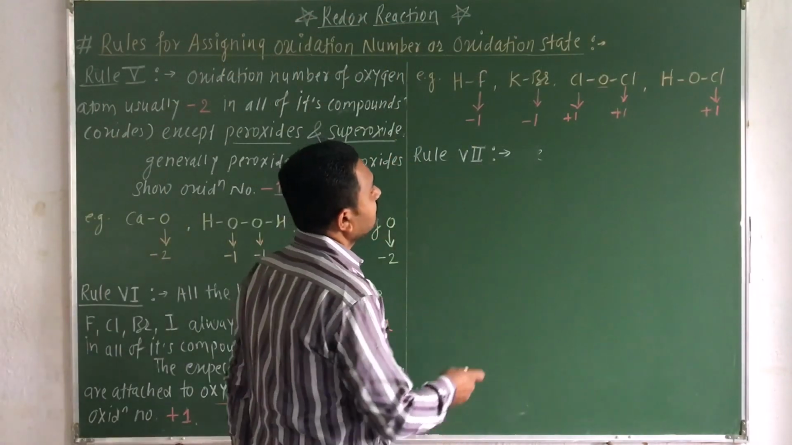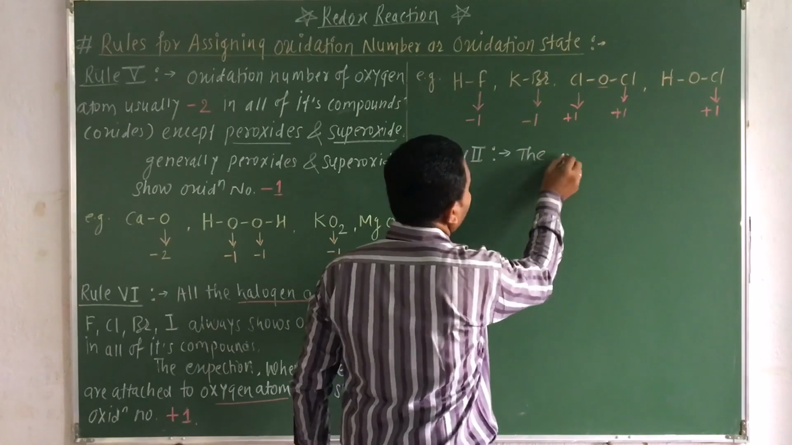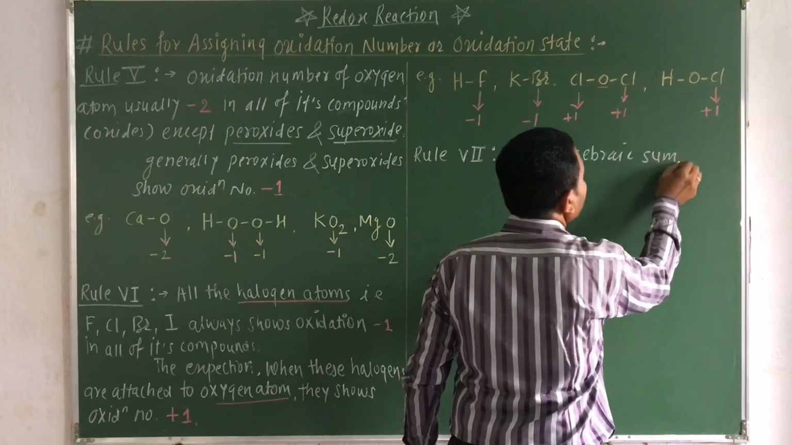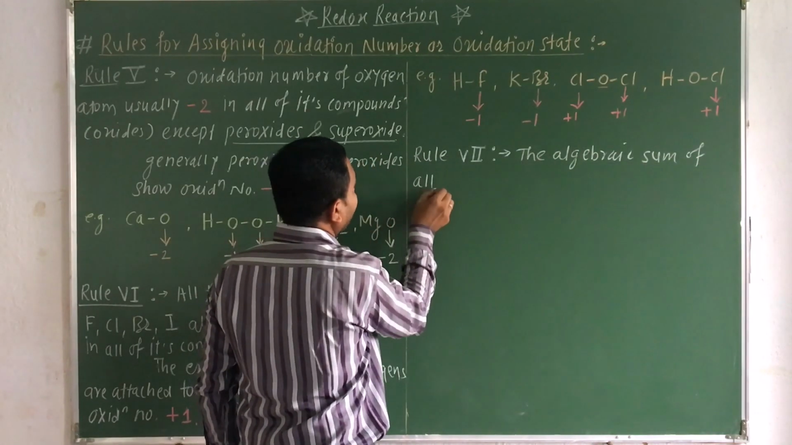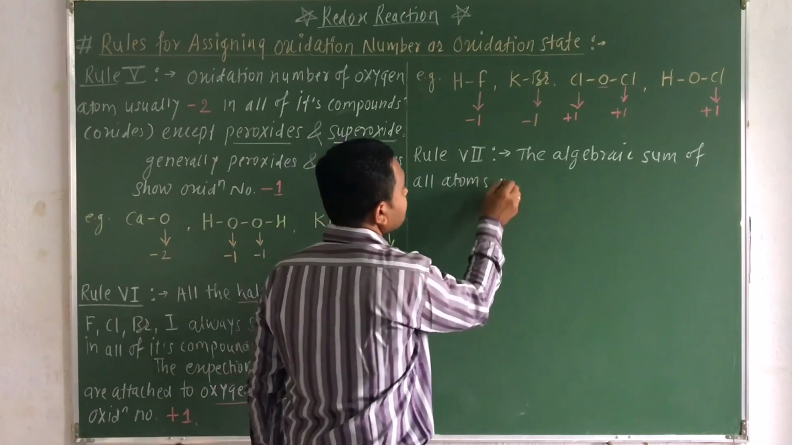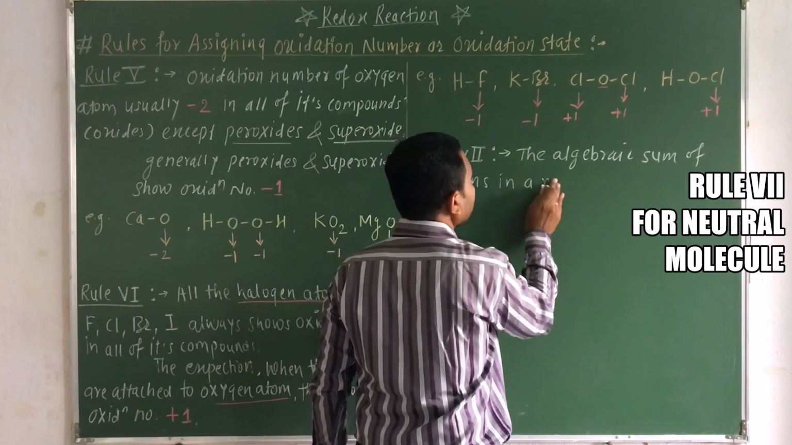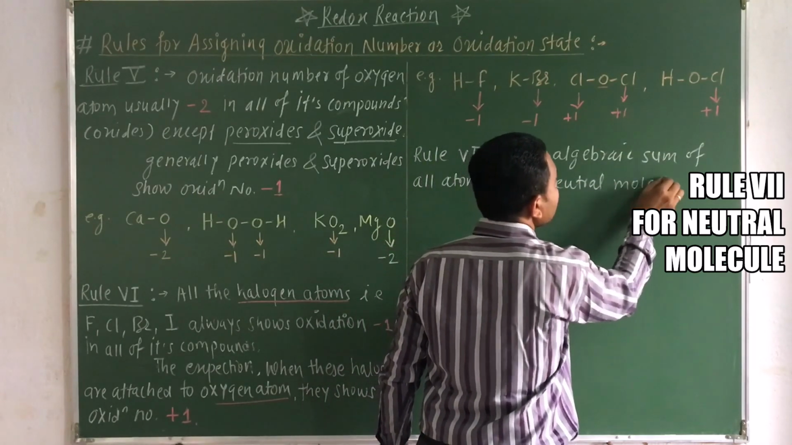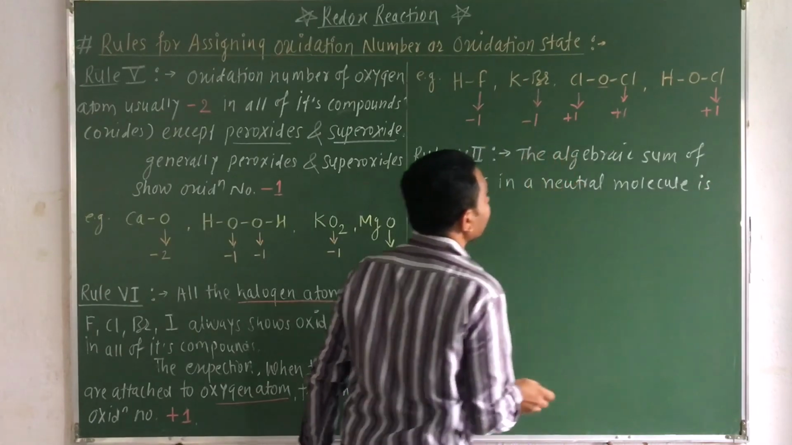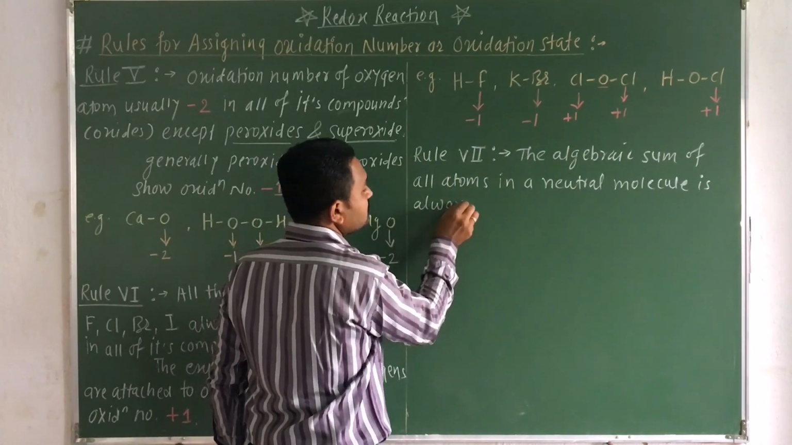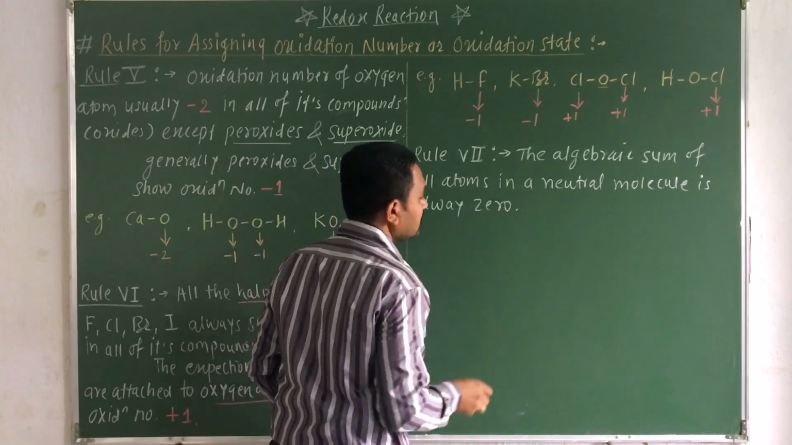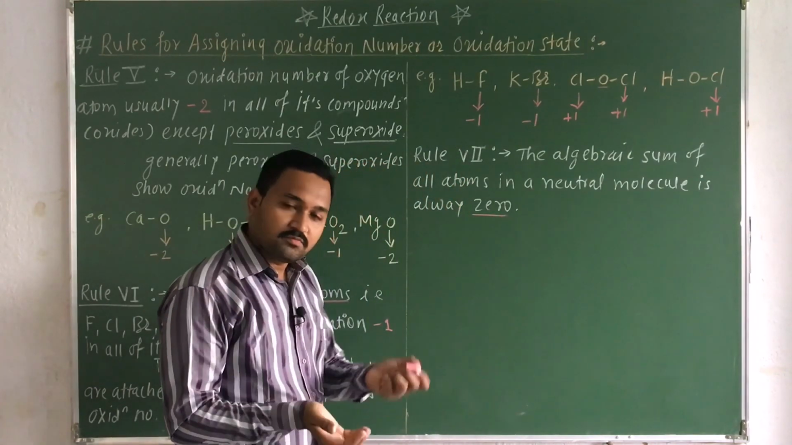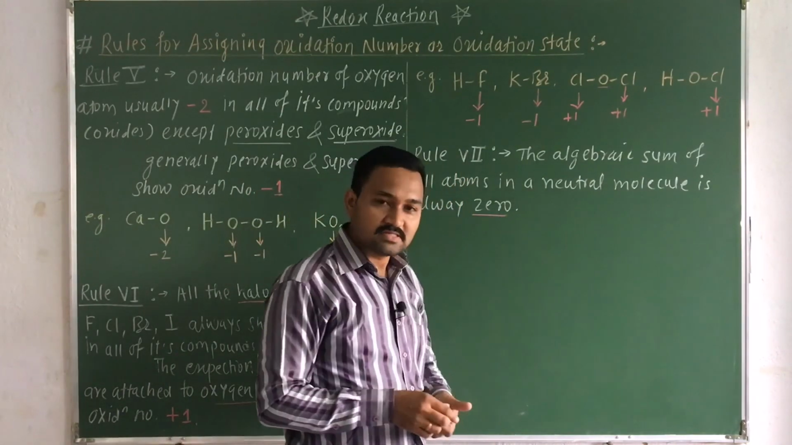Rule number 7, it says that the algebraic sum of all atoms in a neutral molecule is always 0, okay. It is a little bit different rule, is always 0. Now consider the example first and then we will go to the statement.